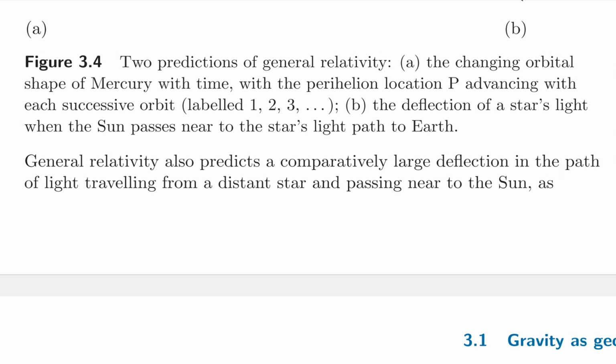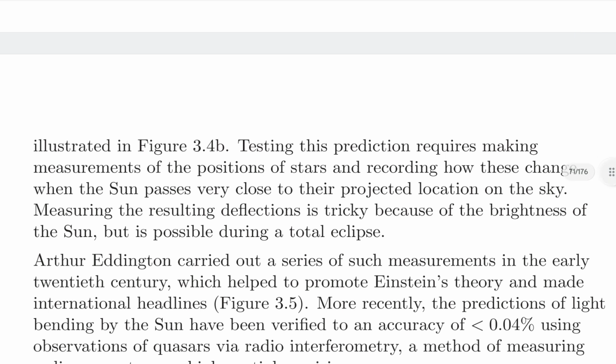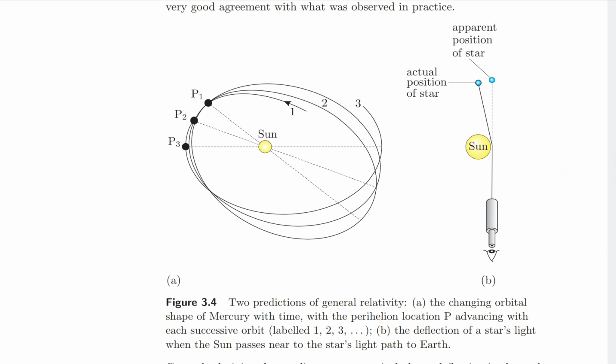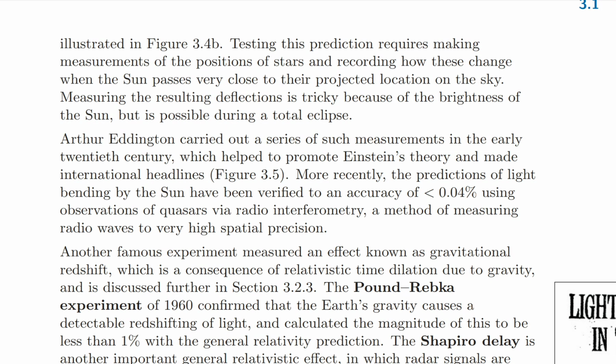General relativity also predicts a comparatively large deflection in the path of light traveling from a distant star and passing near to the Sun, as illustrated in Figure 3.4b. B. The deflection of a star's light when the Sun passes near to the star's light path to Earth. Testing this prediction requires making measurements of the positions of stars and recording how these change when the Sun passes very close to their projected locations on the sky. Measuring the resulting deflection is tricky because of the brightness of the Sun, but is possible during a total eclipse.